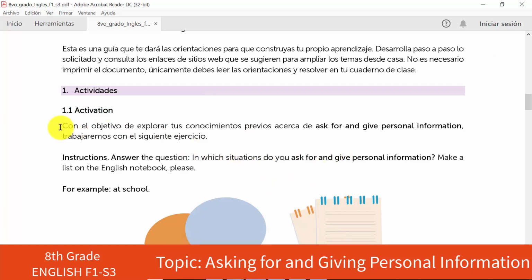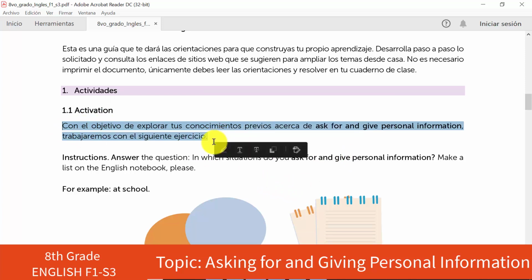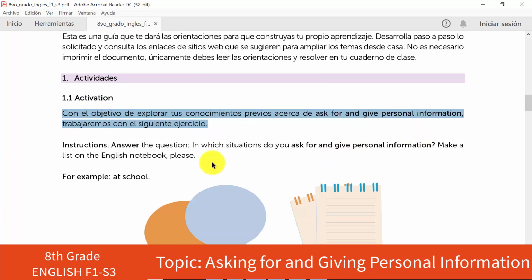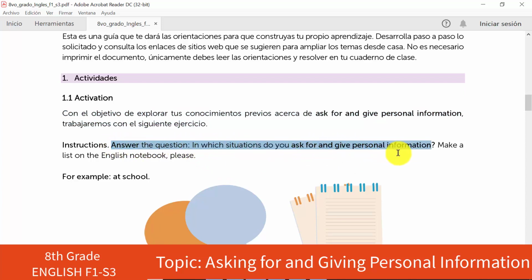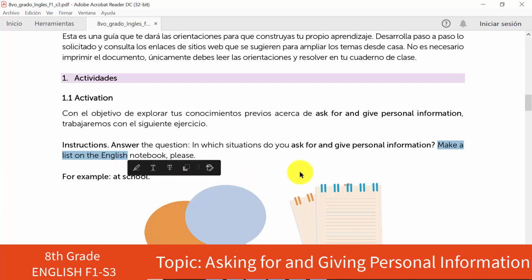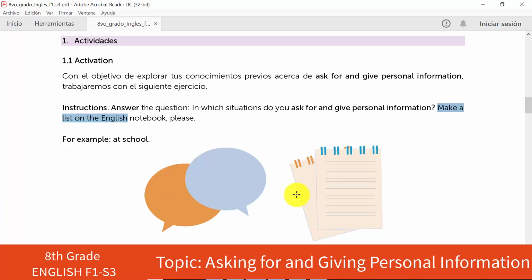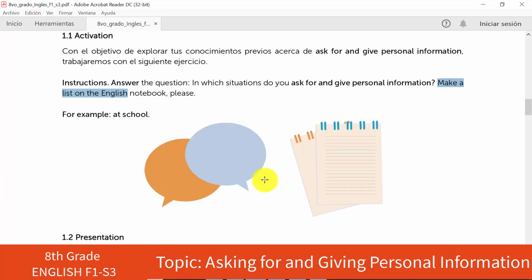Ahí dice, mira, con el objetivo de explorar tus conocimientos previos acerca de ask for and give personal information, trabajaremos en el siguiente ejercicio. Answer the question, responde la pregunta. In which situation do you ask for and give personal information? ¿En qué situaciones pides y das personal information? Make a list in English, ¿ok? Tienes que hacer una lista en inglés de las situations en que das o pides personal information.